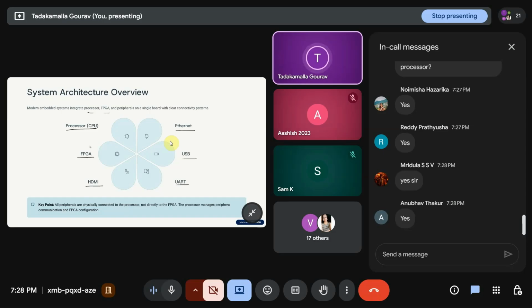Now, first of all, before that, can anyone tell me what do you mean by system on chip, SoC? What is an SoC? System on chip. What do you mean by system on chip?